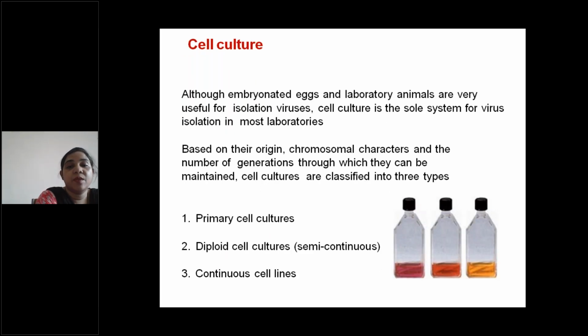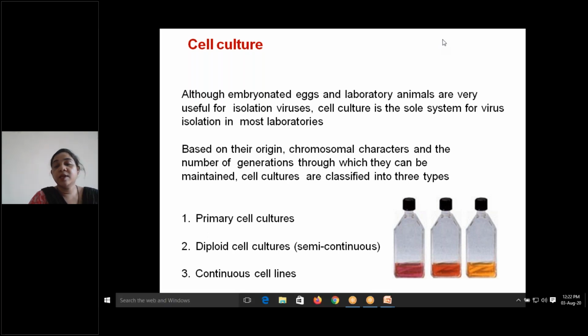Cell cultures. Embryonated eggs and laboratory animals are very useful for isolation of viruses. Cell culture is the source system for virus isolation in most laboratories. Among embryonated eggs and laboratory animals, cell culture is the most commonly used method for laboratory diagnosis.